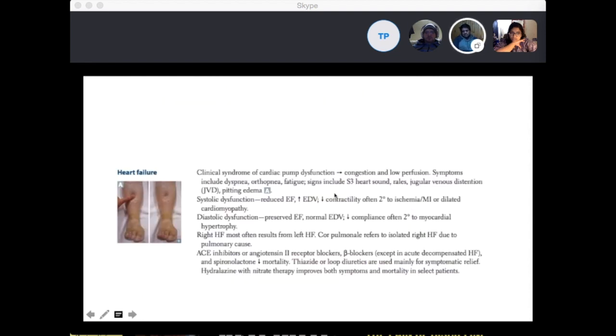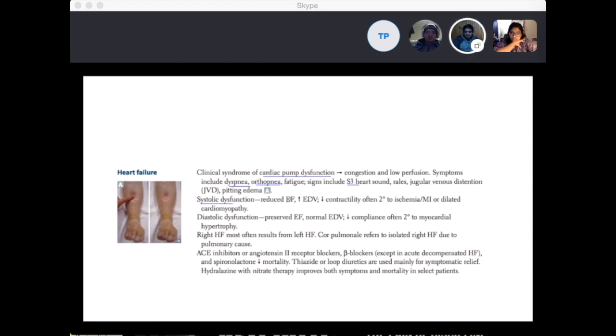So I put this in from First Aid just to cover the clinical symptoms of cardiac pump dysfunction. Cardiac output is low, and then you're going to see dyspnea, orthopnea, S3 heart sounds, rales, so all the stuff that we talked about today, just to cover how it happens. So if you get a question and don't see specific things, you could go and answer those specifically.